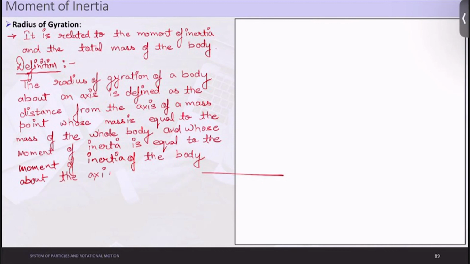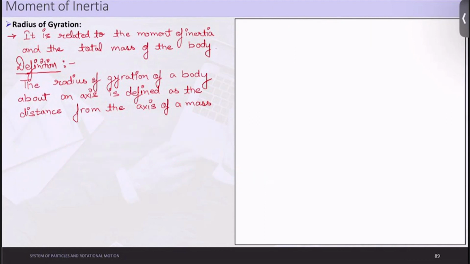Okay, so basically what is radius of gyration? The radius of gyration of a body about an axis is defined as the distance from the axis of a mass point whose mass is equal to the mass of the whole body and whose moment of inertia is equal to the moment of inertia of the body about the axis. Okay, the definition can be quite tricky. Let me try to explain it using a diagram. Let us take this as an example here.